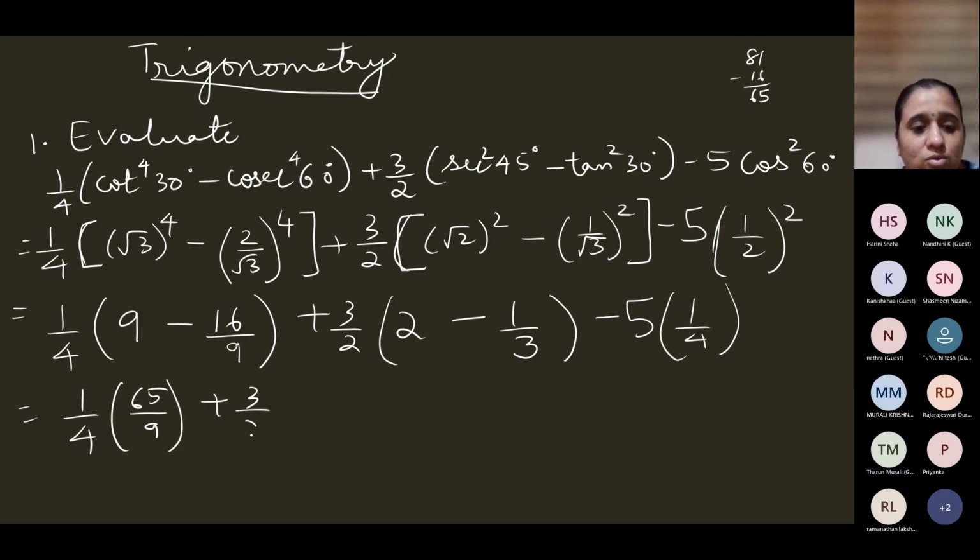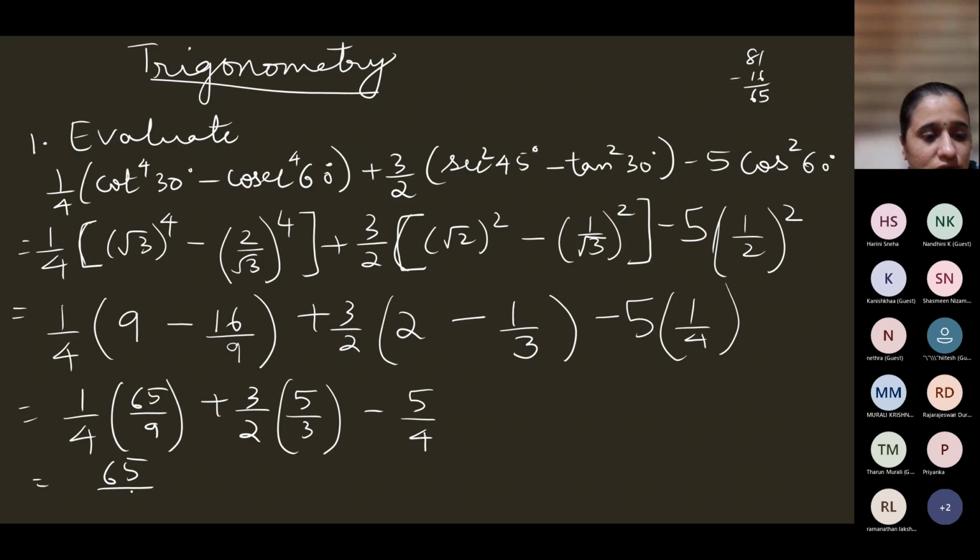Plus 3 by 2 into 6 minus 1, 5. 5 by 3. Let me write it straight away. 5 by 3 minus 5 by 4. So this is going to give us 65 by 9, 4 are 36, plus 3 cancels here. So 5 by 2 minus 5 by 4. Am I right? Yes, so far, children. Yes, ma'am. So next, let me continue here.